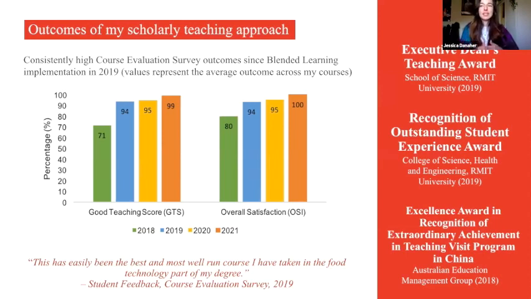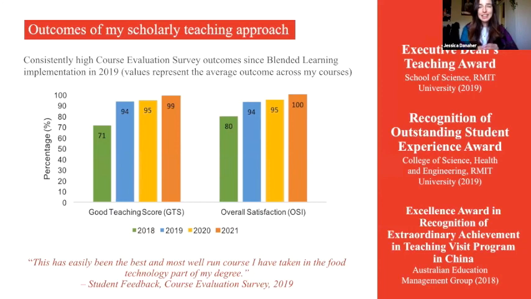When I flipped to blended learning, that has only gone up. And you can see there, I started at about 94 and 95 across both the GTS and the OSI in 2019 and 2020, respectively. And this year, at the end of semester 1, so the first half of our teaching, I have gotten an average of 99% for good teaching scores and 100% across 3 courses for overall satisfaction index.